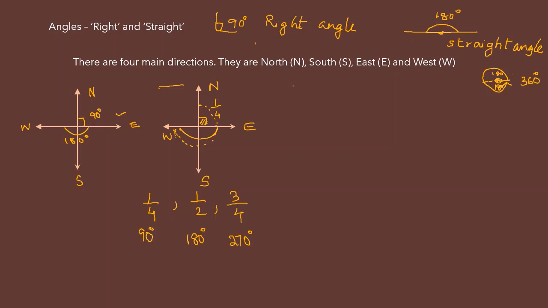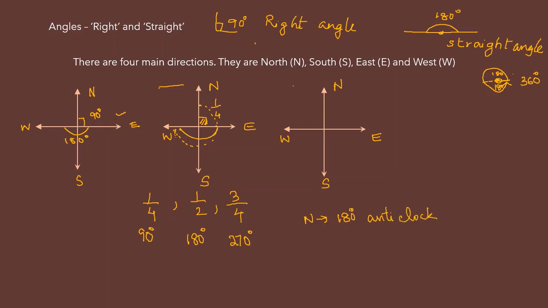Okay. Now, let me ask you. I am starting from north. This is north. This is east. This is west and this is south. I am starting from north and taking a 180 degree turn anti-clockwise.